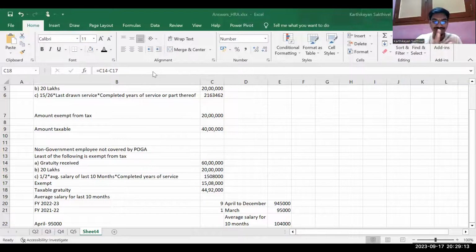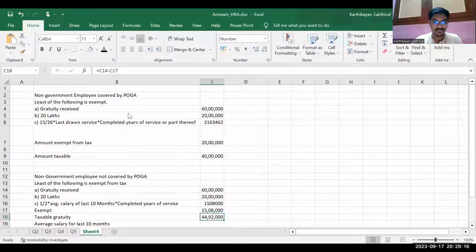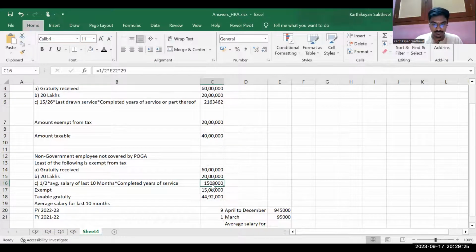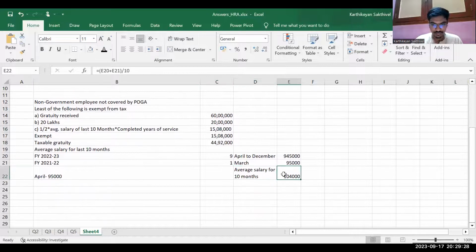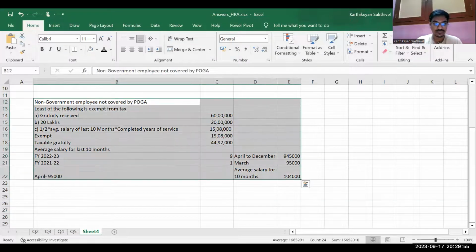Super. Thank you, sir. Sir, I have a doubt here. In the not covered by POGA case, the third condition, they are talking about the average salary of 10 months. Should it be preceding the month of retirement, or should we also consider the retirement month? Actually it should be from before retirement only. Suppose he is retiring in the month of September, then you have to consider from August. Yes, perfectly. August will be the first month. Okay, clear? Yes, sir.